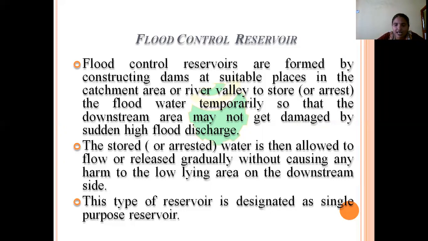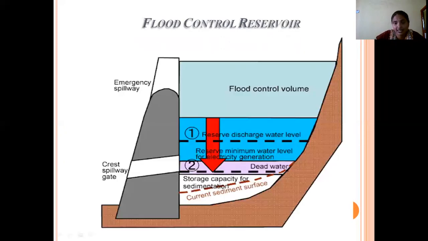This type of reservoir is designated as a single purpose reservoir. This is the striped dam representation with its side curved. In the reservoir side, this area represents the flood control volume. So flood water will be stopped here and later it is discharged into the downstream.